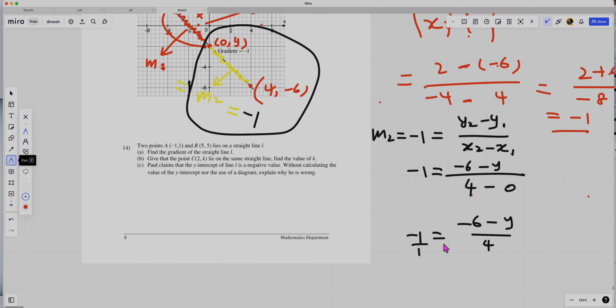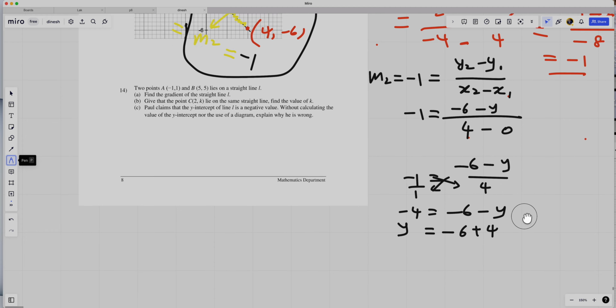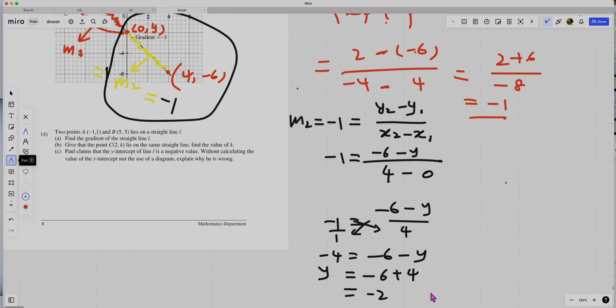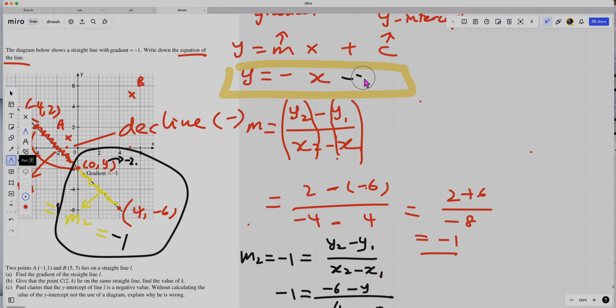Then you cross multiply. You will get -4 equals -6 minus y. So you move the -y over. You move the -4 over. So it's +4. So therefore your y is equal to -2. So that's how you get y equals -2 here. So if now y is -2, your y-intercept is -2. That's how you get the y-intercept without looking at the graph, but do it by calculation.